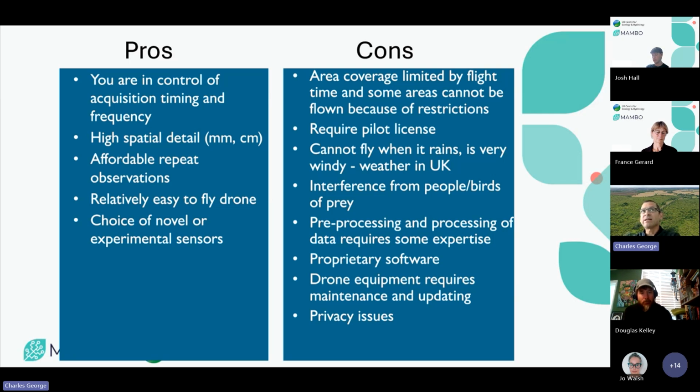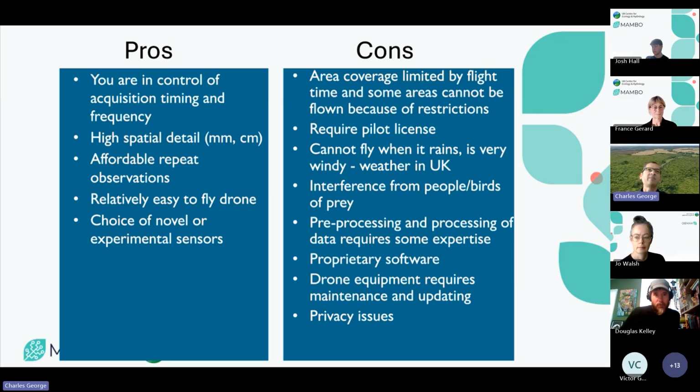Once you've got all the kit and you've got the expertise and you've passed all your licenses, then repeat observations are very affordable. It's just time. It is actually very easy to fly a drone. Most of them pretty much fly themselves nowadays. And especially if you're flying for science as well, then you can have a choice of putting experimental sensors onto the drone.